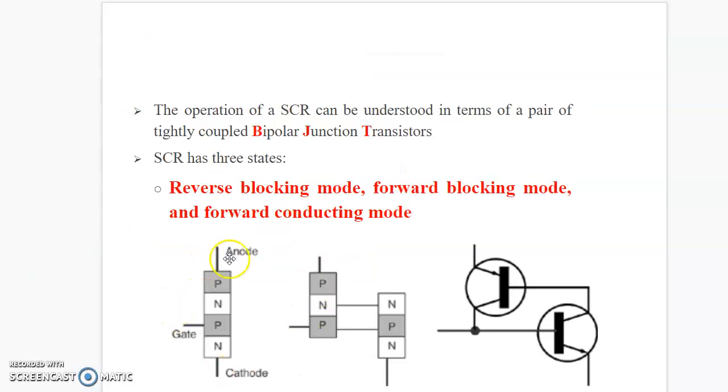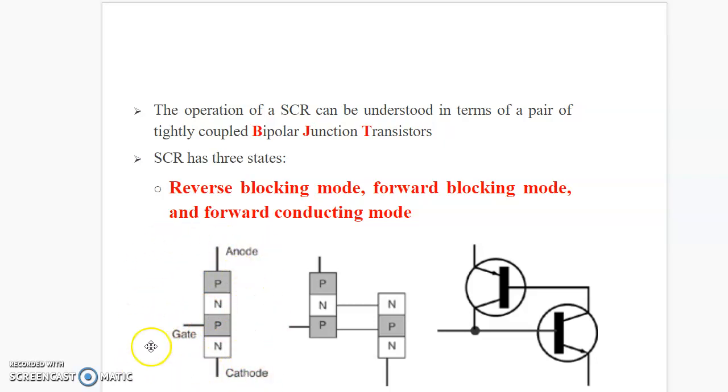So this is the diagram of the SCR, which has 4 layers, PNPN, where the anode is connected to the P layer and the cathode is connected to the N layer. We have a gate, the third terminal, which is also connected to a P layer. This gate terminal is very useful because the pulse given to the gate terminal will control the power output of the SCR, and it is also responsible for turning the SCR on and off.